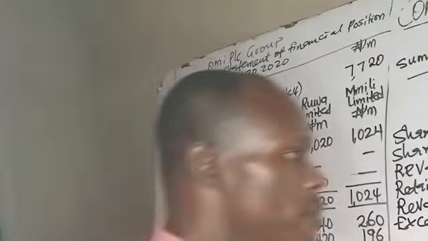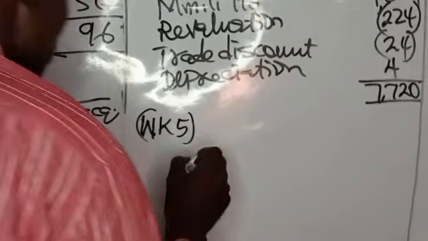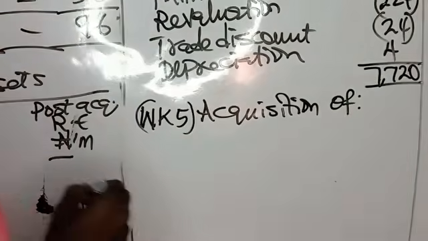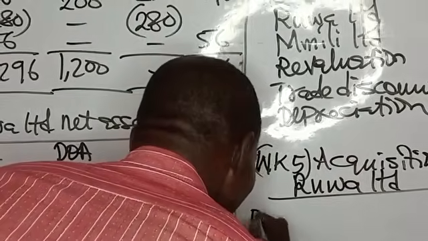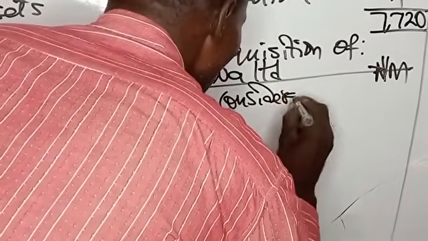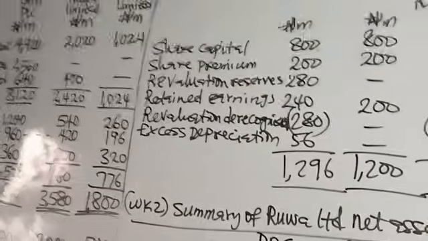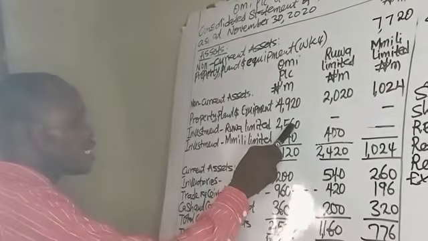Then working 5. Let's calculate goodwill. Working 5, acquisition of Ruwa Limited. Purchase consideration: how much was the consideration paid on acquisition of Ruwa Limited? We have investment in Ruwa Limited of 2,560.